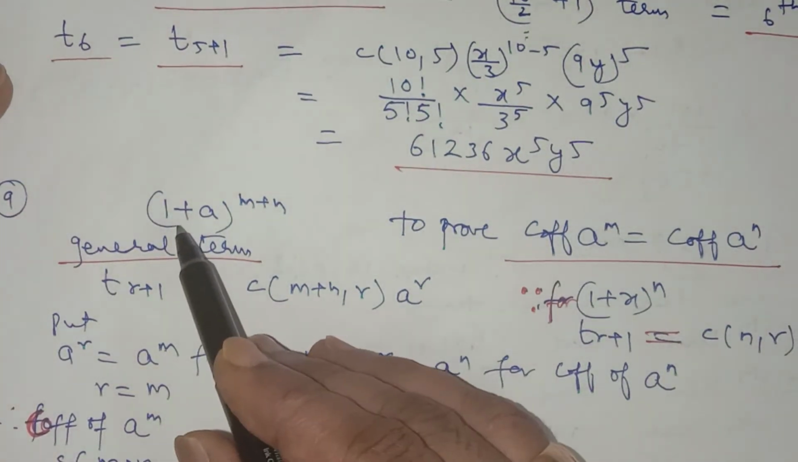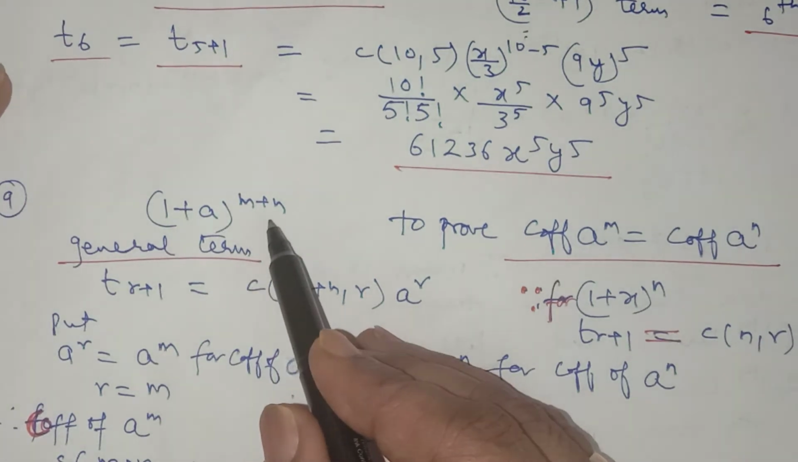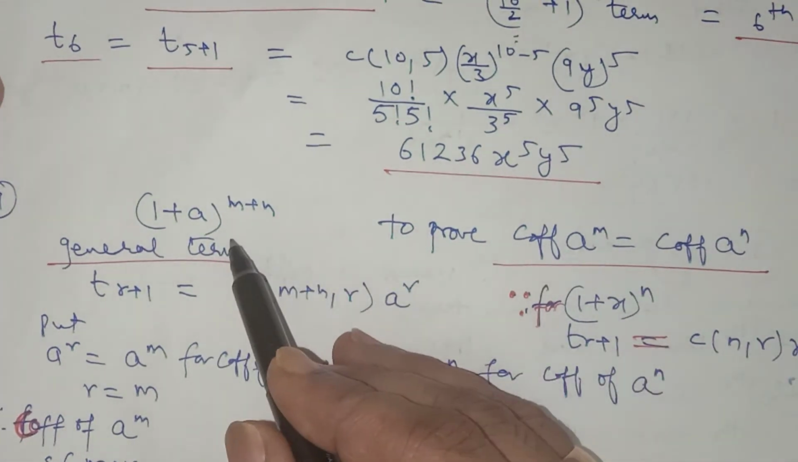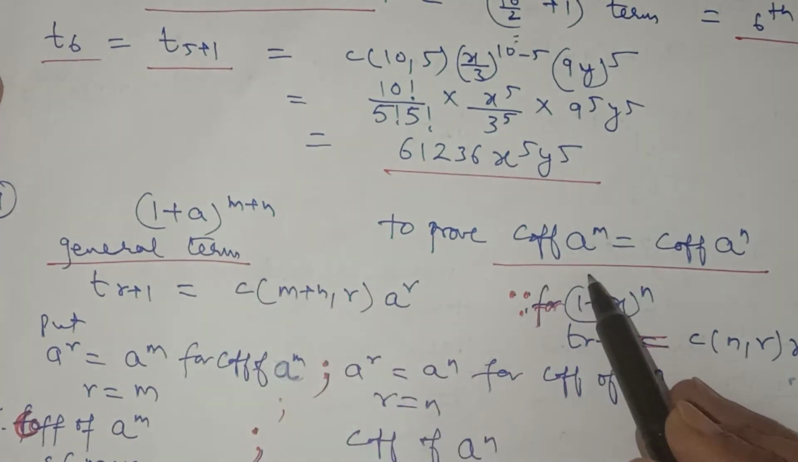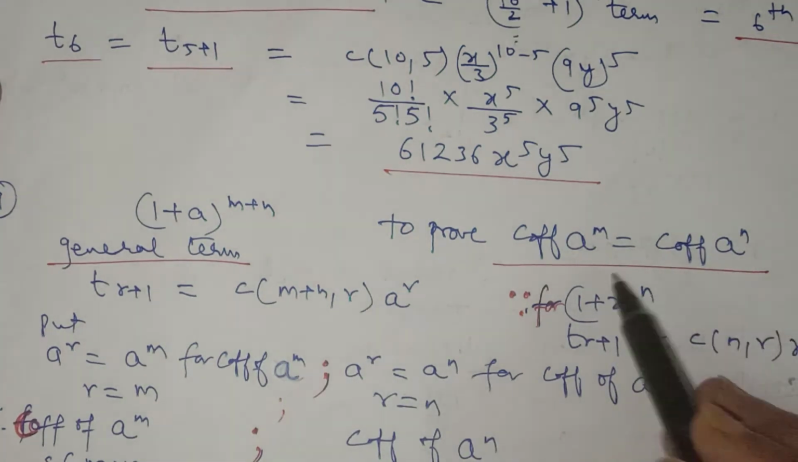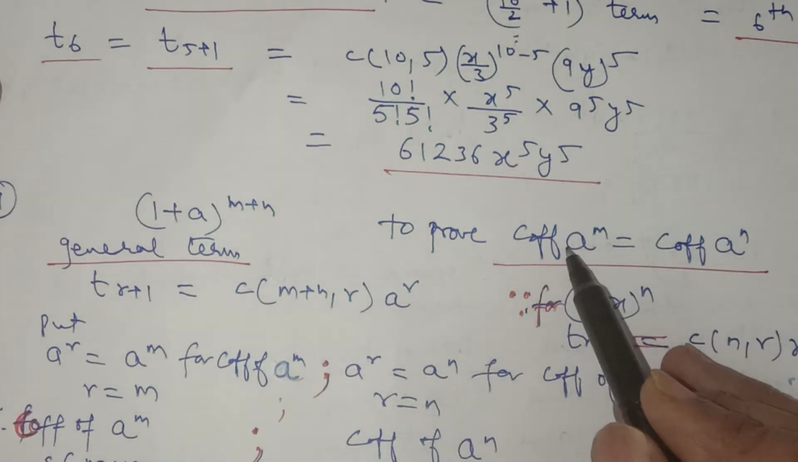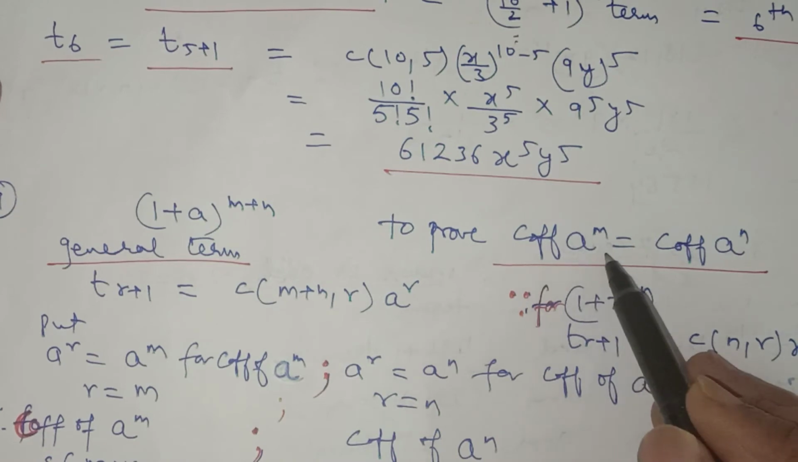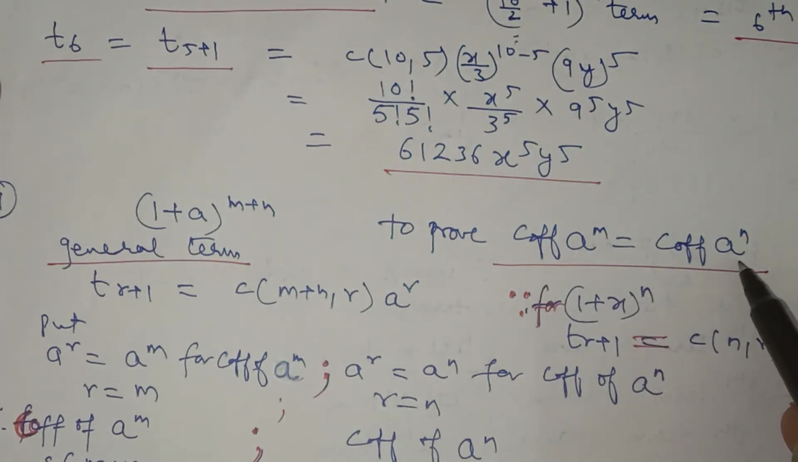We have the binomial, that is 1 plus a raised to power m plus n, and you have to prove that the coefficient of a raised to power m and a raised to power n are equal.